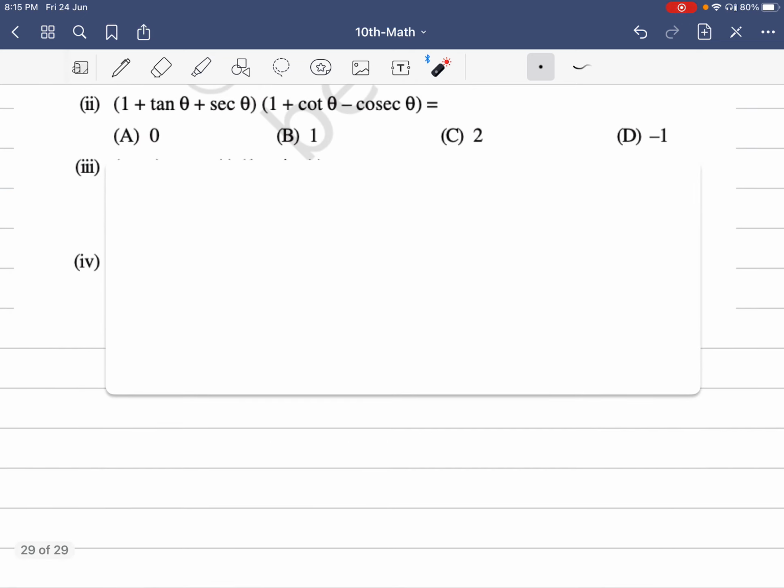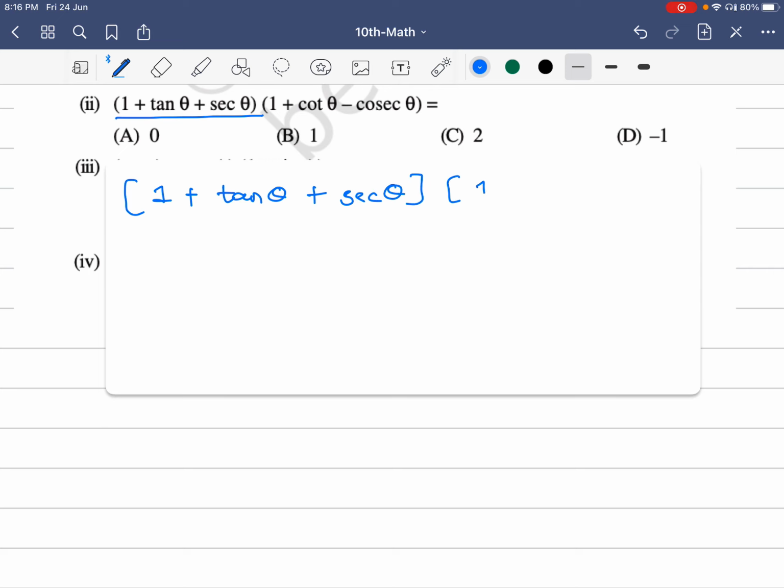Okay, so let's start with this first bracket. So I'm going to put this bracket here and first let me write the question as it is: 1 plus tan theta plus sec theta, this is my first bracket, and the second bracket is 1 plus cot theta minus cosec theta. Okay, this is the second bracket.